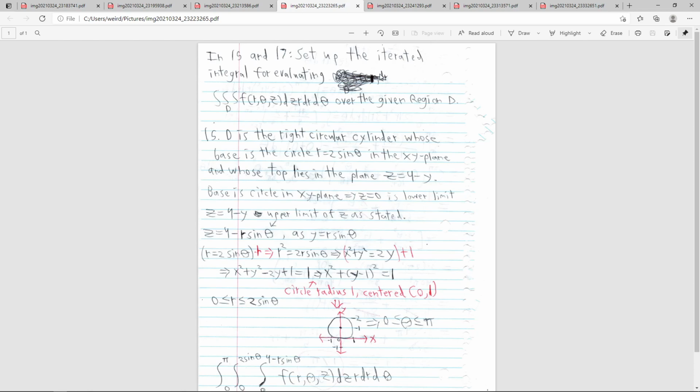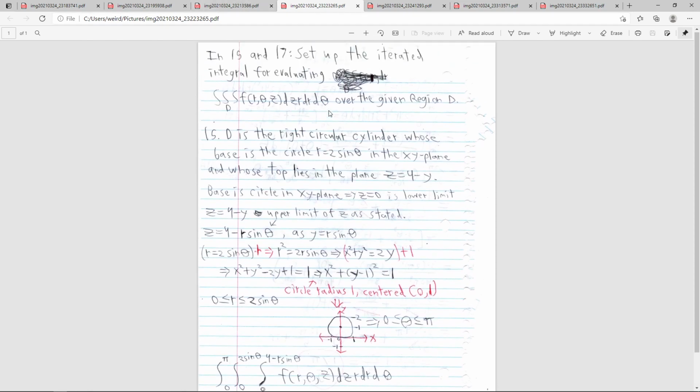So now for these next two, we just set up the iterated integral for evaluating this type of function. We have a region of integration, the region D. It's a function r z dz r dr d theta. Really, this is just setting up to take the volume. We don't actually take the volume. So just some word problems here.